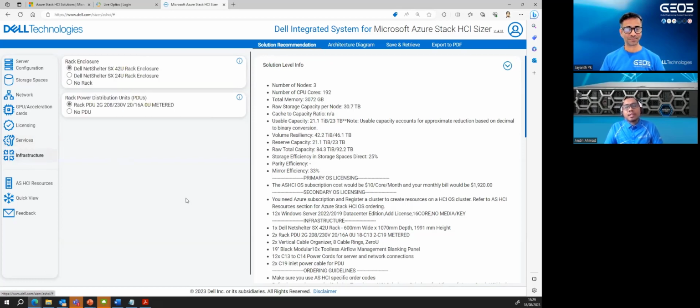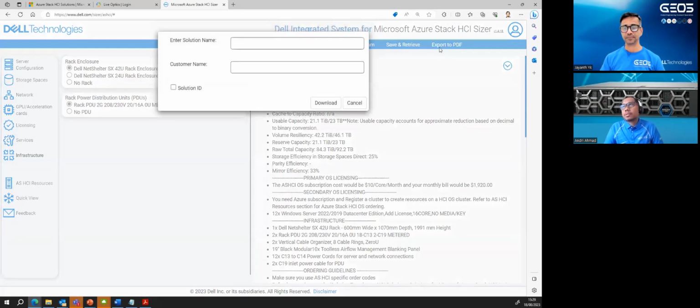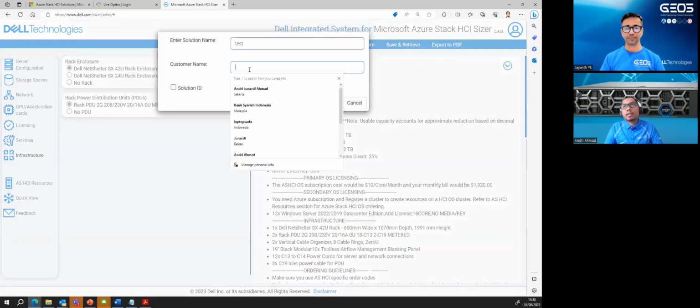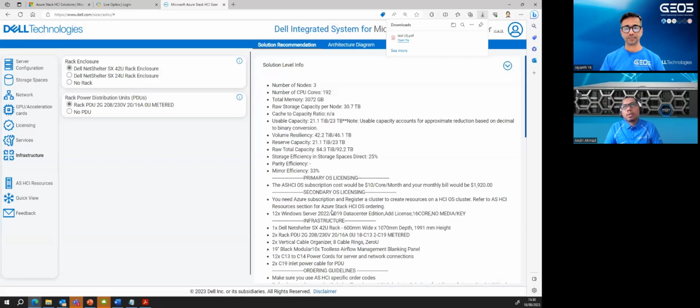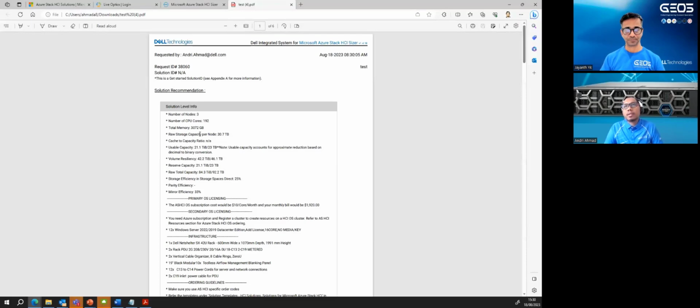And then optionally we can also give you the rack and the PDU if you want. Then we can save this and export it to PDF, and we can build the quote for you. You can see, based on your budget, whether it meets your budget or you need to tune and optimize a few aspects. Then we give you the complete proposal.